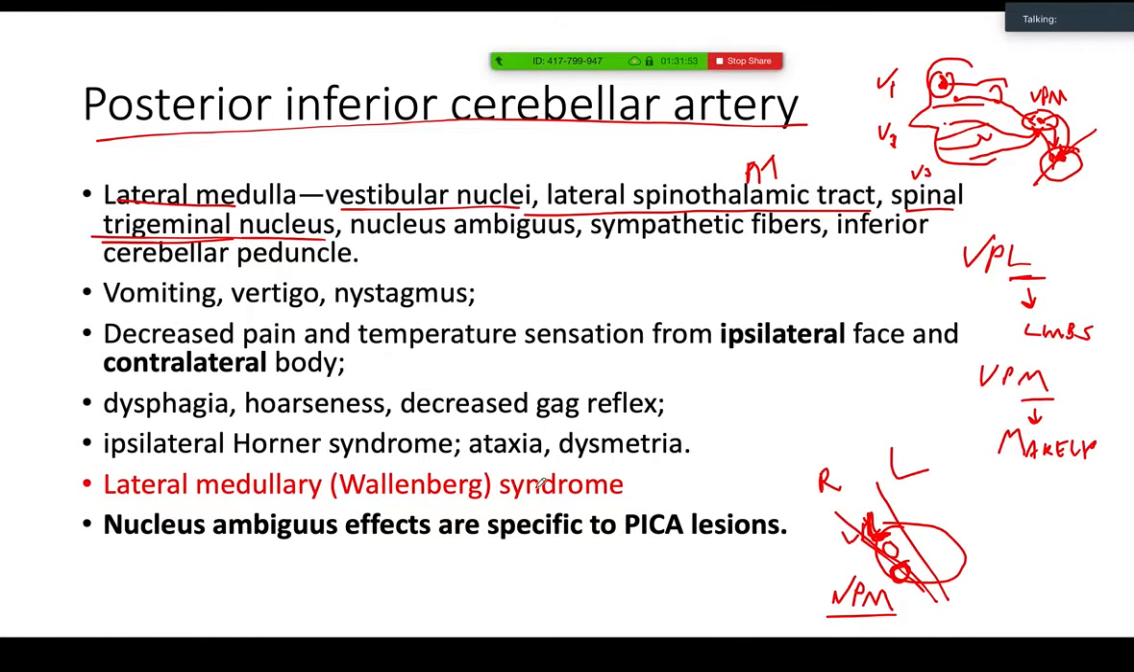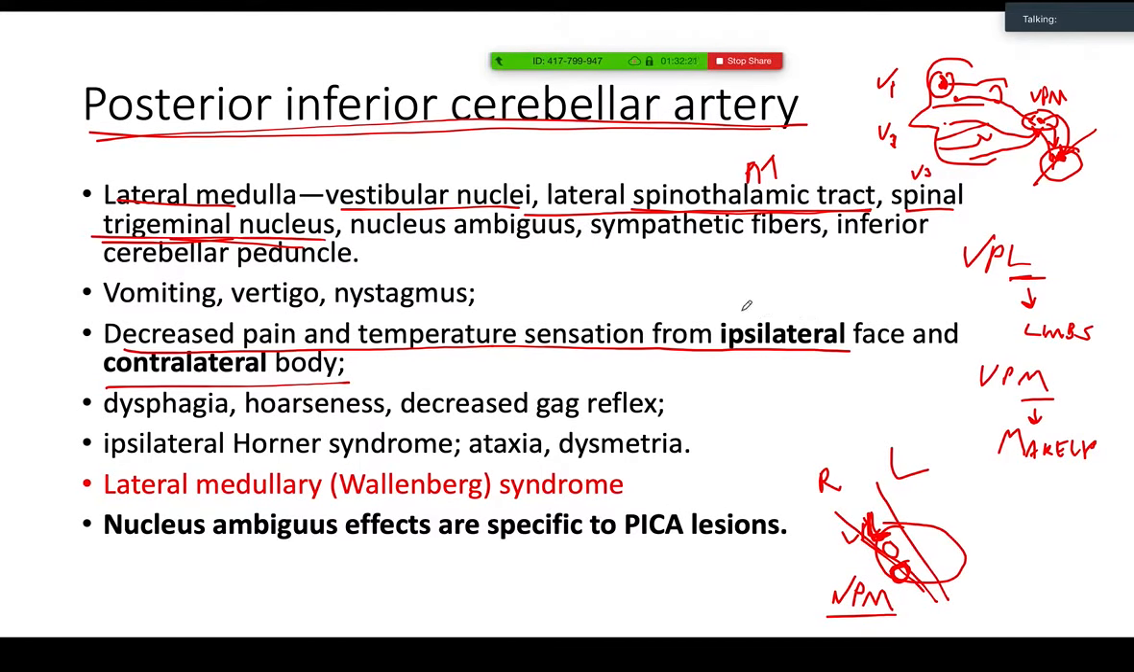So when we see decreased pain and temperature sensation from the ipsilateral face and contralateral body, I want you to think about PICA. I want you to think about this posterior inferior cerebellar artery, which is providing blood supply to our spinal trigeminal nucleus and the lateral spinothalamic tract.